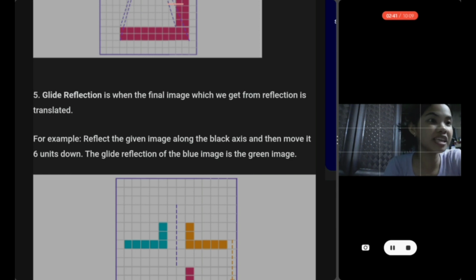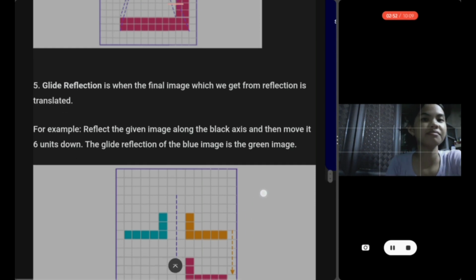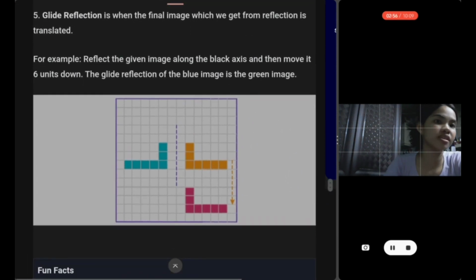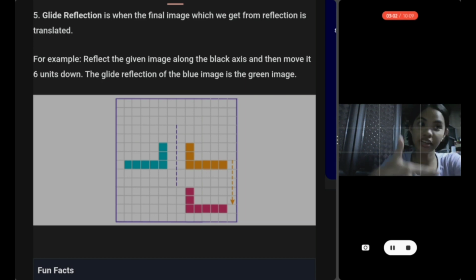So lastly, a type of reflection is the glide reflection. It is when the final image which we get from reflection is translated. So there is a combination of reflection and translation in it. For example, in this figure, as you can see, the figure is mirrored and moved in another direction. That is the combination of reflection and translation in glide reflection.